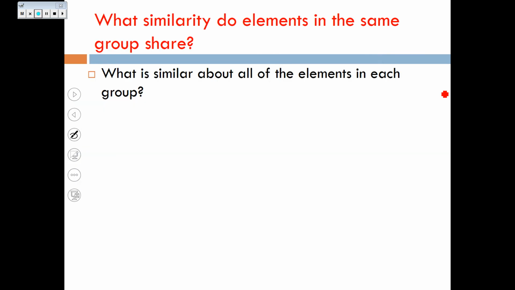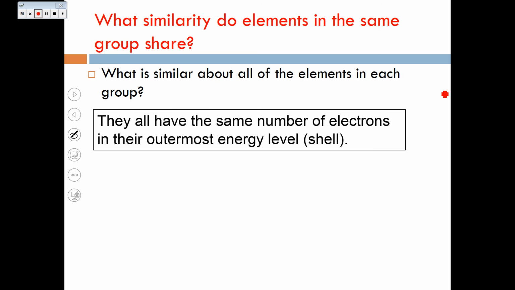But what you should have noticed, and as I pointed out, is that elements that are in the same group, the same vertical column, all have the same number of electrons in their outermost energy level or shell. So whether their outermost energy level is the first shell, the second shell, the third shell, fourth shell, the last energy level that is exposed to the outside world always has the same number of electrons as the element on top of it or below it.